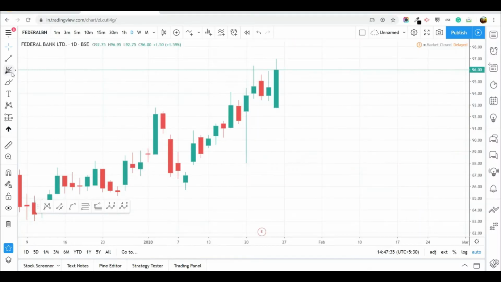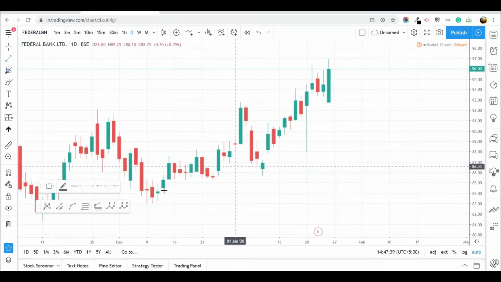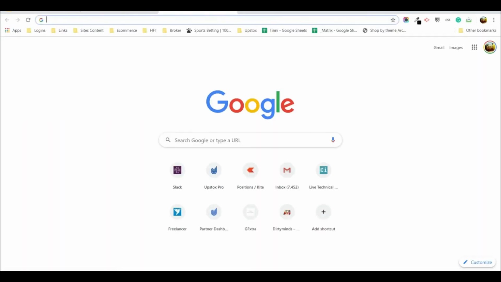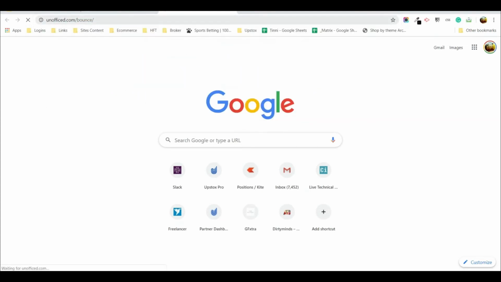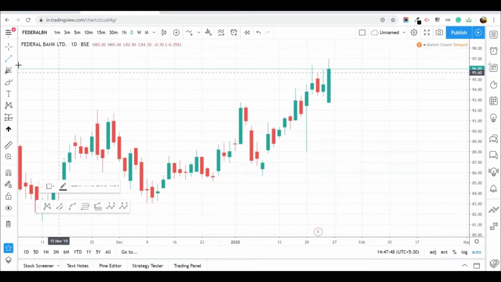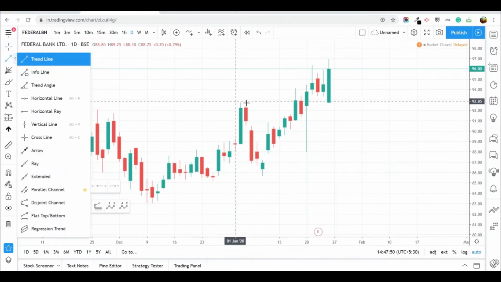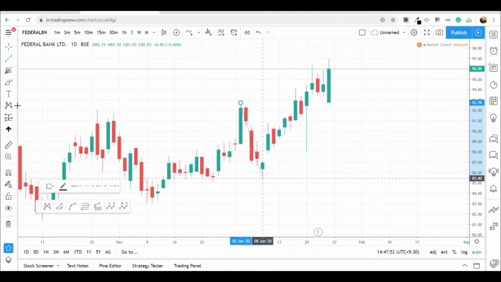Like key support and resistance. This is a pivot point. If you do not know how to mark swing lows and swing highs, go to unoffice.com/bounce. There's an extensive course on that which is free. You can learn about swing lows and swing highs. Let it open. Internet sucks everywhere. Yeah, see, this is a swing high, this is a swing low. You can also draw from the naked eyes.